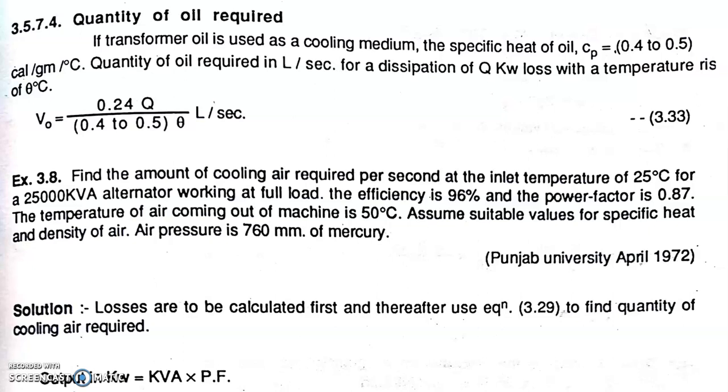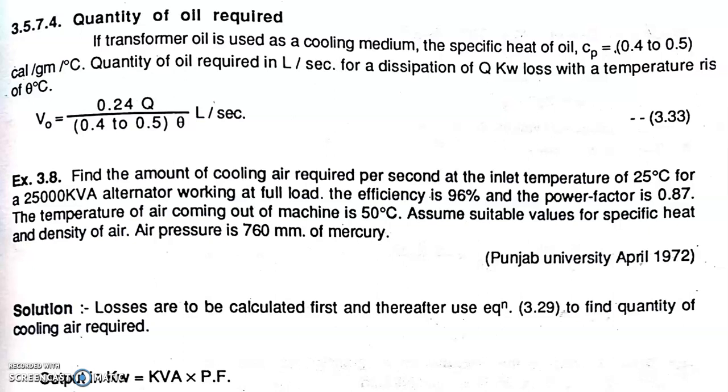The quantity of oil required you can define with VO. VO equals 0.24 Q upon 0.4 to 0.5 into theta. You have to define the value of Cp, which is between 0.4 and 0.5. For a specific oil you can take it from the particular data sheets. If you don't know, you have to choose it between 0.4 and 0.5.